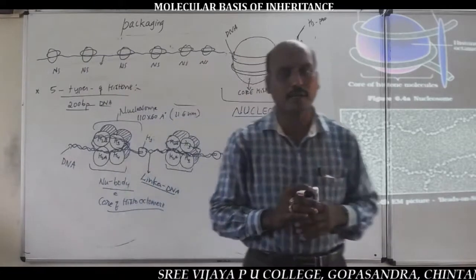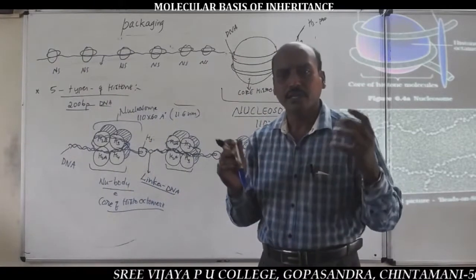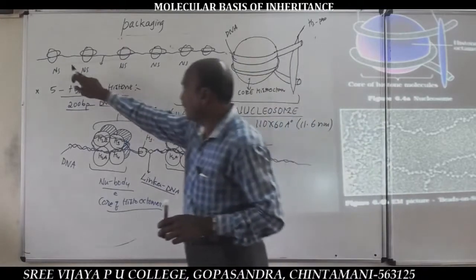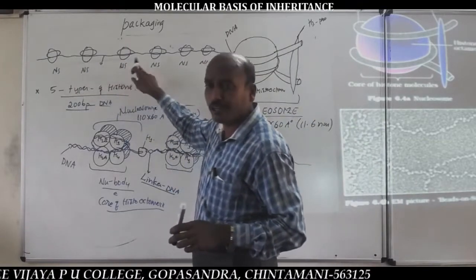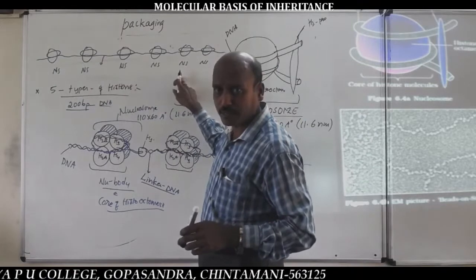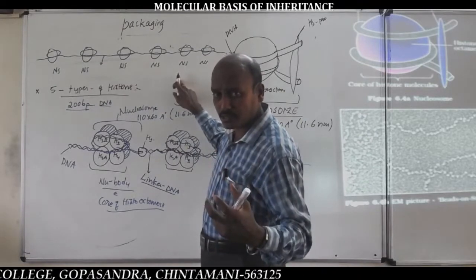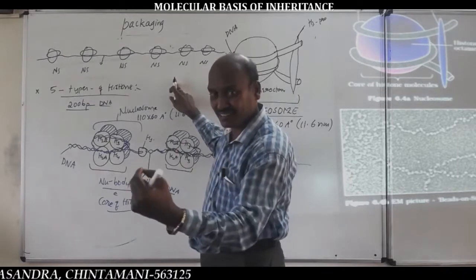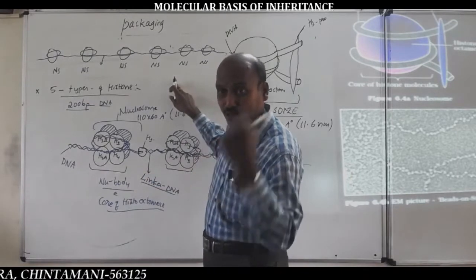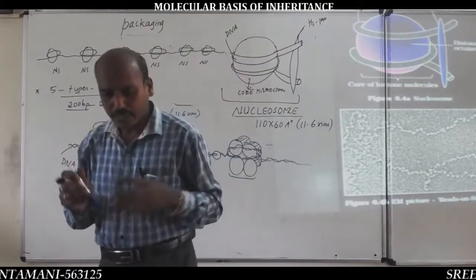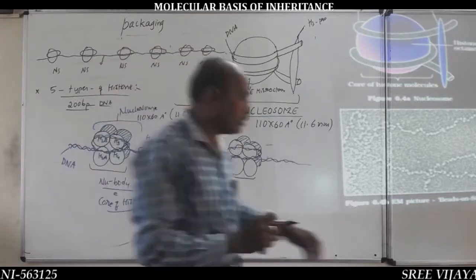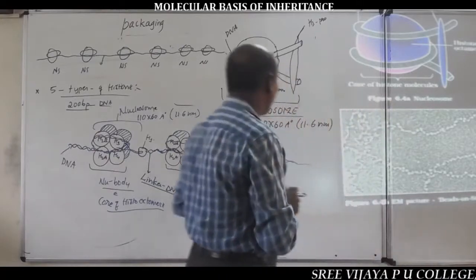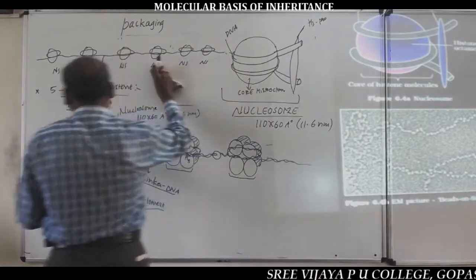Very important. Listen here. This kind of nucleosome chain appears in the form of beads on a string under the electron microscope. This type of nucleosome chain appears in the form of beads on strings.